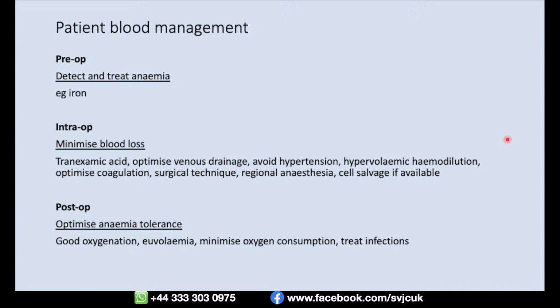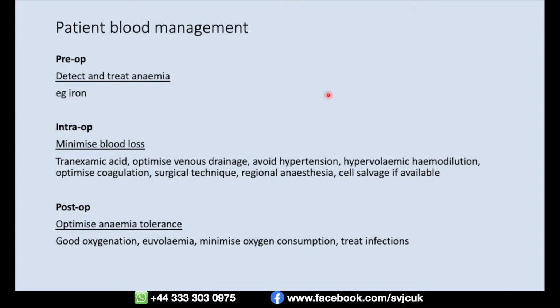We can't really mention blood transfusion without talking about its place in the wider patient blood management. So the whole aim of this is to reduce anemia and also reduce the requirement for blood transfusion, in recognition that both of those things generally lead to more adverse outcomes. So preoperatively, we want to be detecting and treating anemia, for example, with iron.